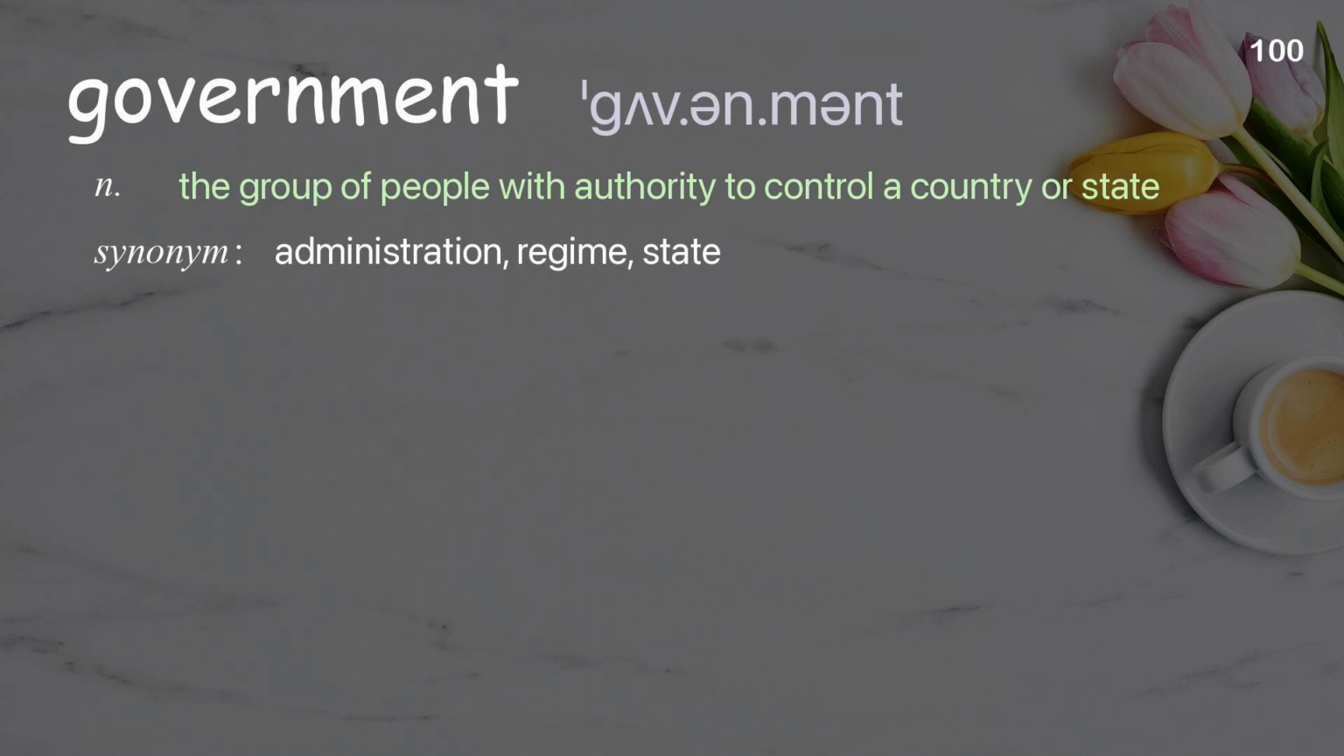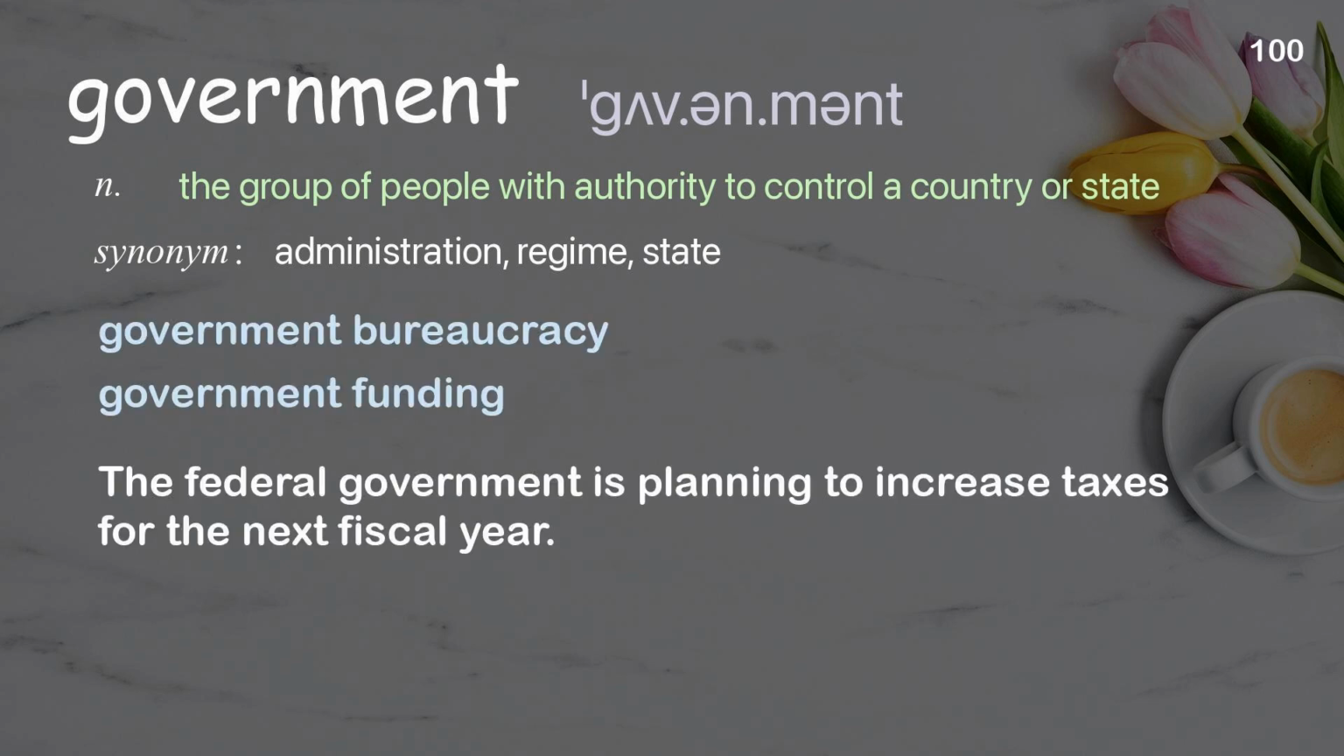Government. The group of people with authority to control a country or state. Examples: Government bureaucracy. Government funding. The federal government is planning to increase taxes for the next fiscal year.